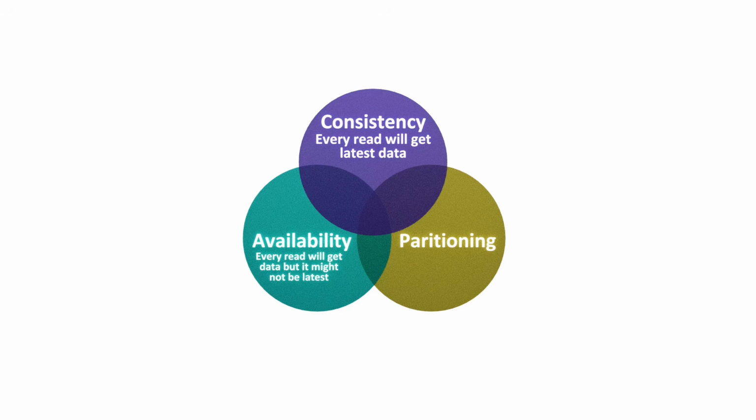Partition tolerance means there will be multiple nodes, so that if one node fails, the system will still keep on working. If you see here, this portion is CA, this portion is CP, and this portion is AP. According to the CAP theorem, we can't achieve all three parameters. So we have to decide based on our use case whether we want to trade off availability, partition tolerance, or consistency.